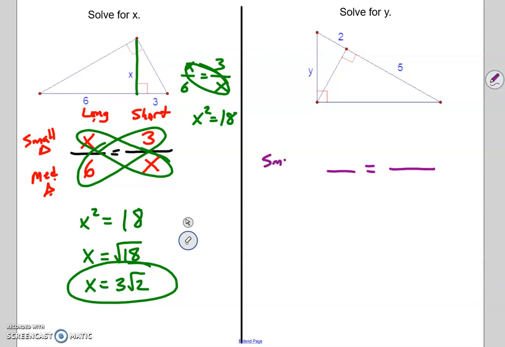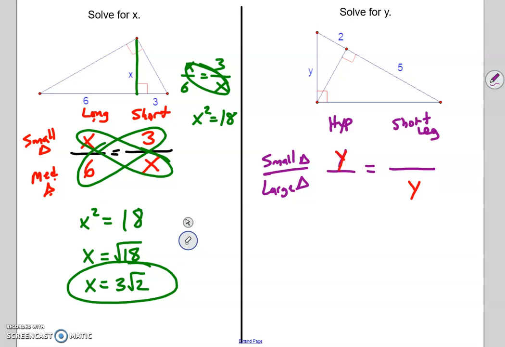If I label those out here, small triangle is going to be on top and large triangle is going to be on the bottom, and I know the hypotenuse of both of those, and I know the short leg of both of those, so I'll be able to fill this in no problem. Small triangle hypotenuse would be y. That's the value I'm looking for. And that's also going to be the same value as the large triangle short leg. So y is going to be there and y is going to be there.